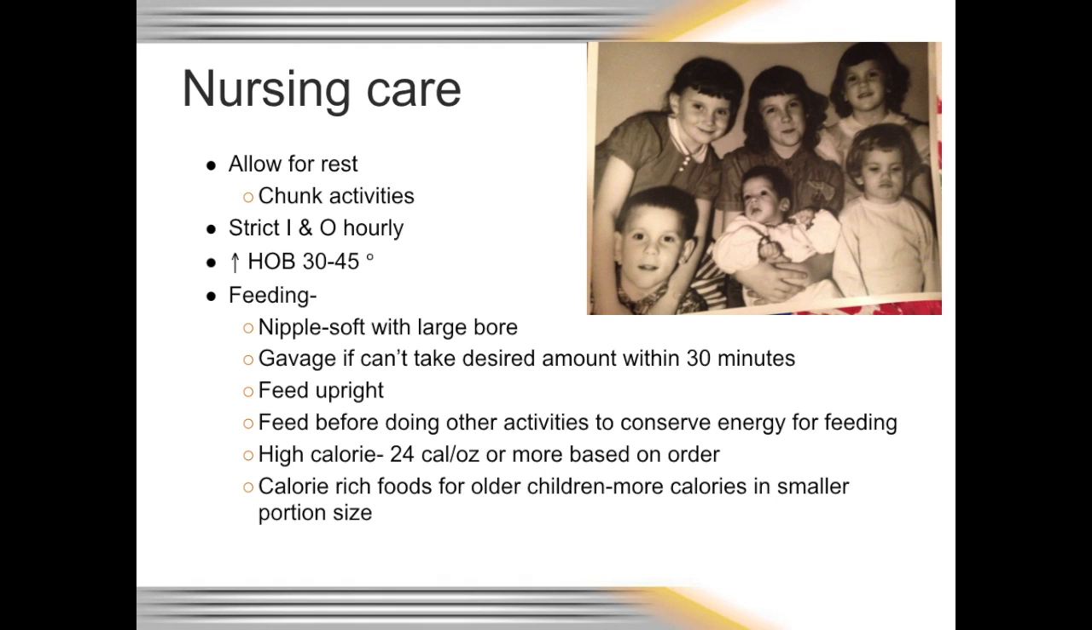When we feed these babies who are on bottles, we want to use a soft nipple that has a large bore so they do not have to suck so vigorously to get the fluid to come out. After 30 minutes, if this kid cannot get all the food down, you're done. You're going to put in an NG or an orogastric tube, and you're going to gavage feed them the rest of the feeding.